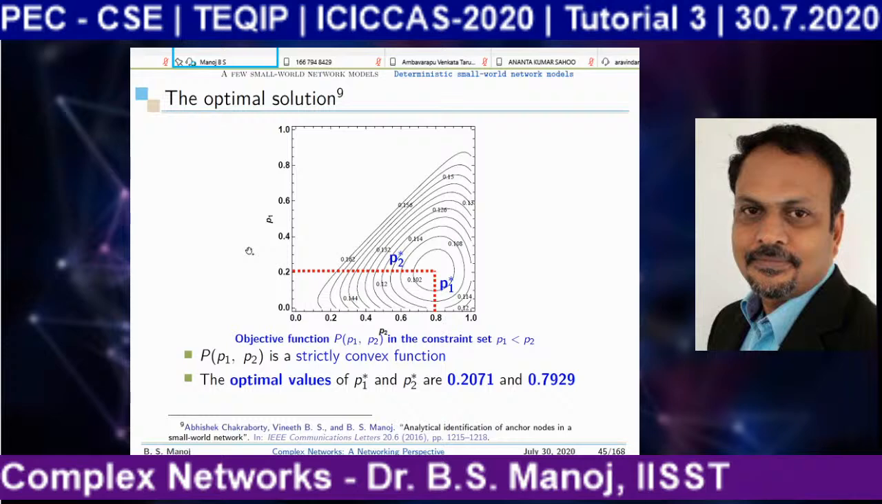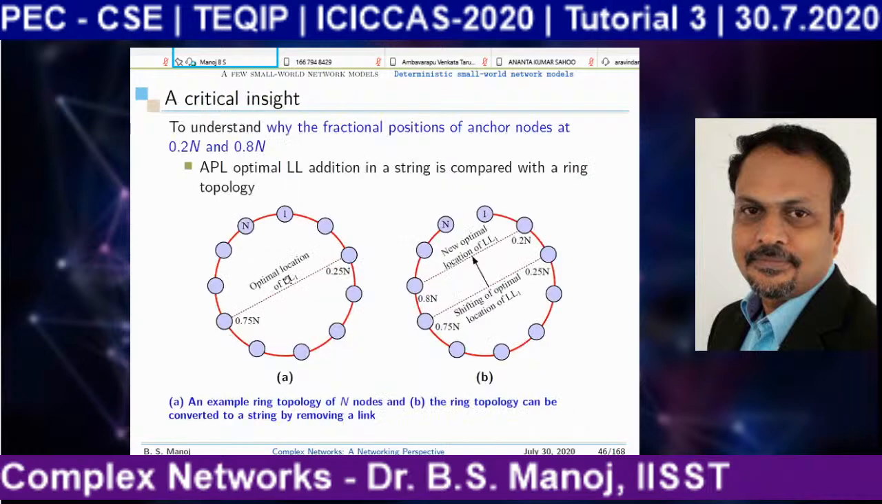So what that means is, if you consider a ring topology network, a regular network, and you want to add one long link, you can add it across the diameter of the ring, where you may add 0.75 n to 0.25 n, or 1 to n by 2, something like that, to get the optimal location of the first long link, which can bring down the average path length to the lowest step.